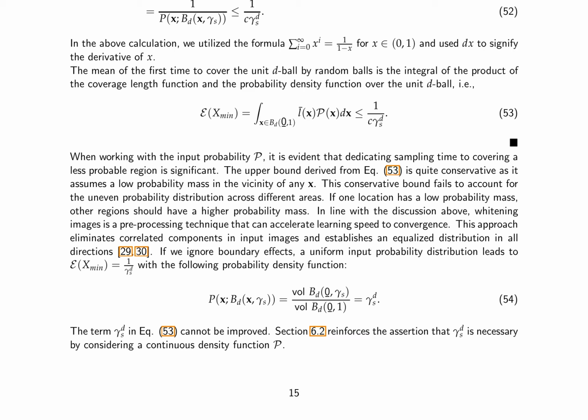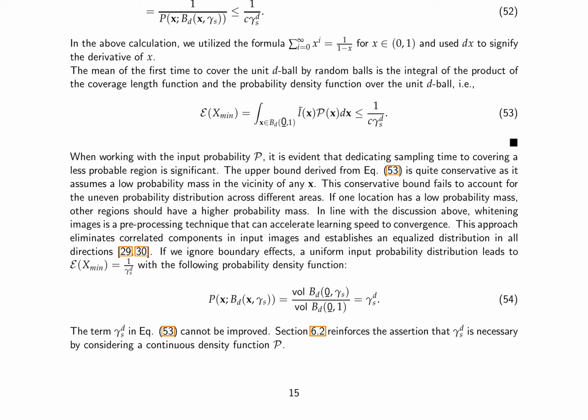They also discuss the importance of whitening images as a preprocessing technique to eliminate correlated components and establish an equalized distribution in all directions. The authors then explore methods to derive functions within the hypothesis space to achieve an oracle process that reduces the enclosing radius of the balls by at least half of their original sizes.